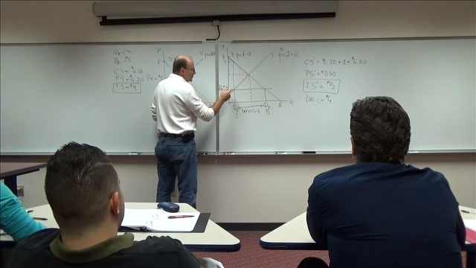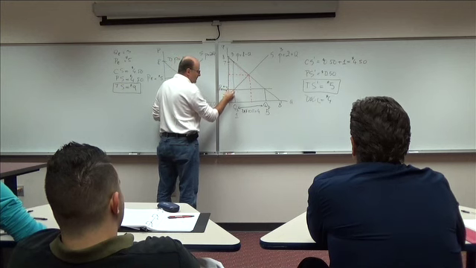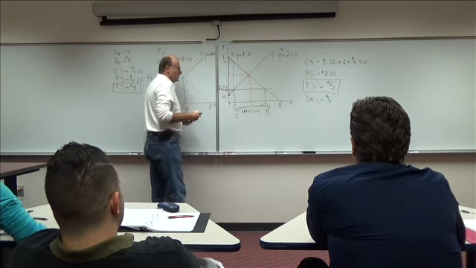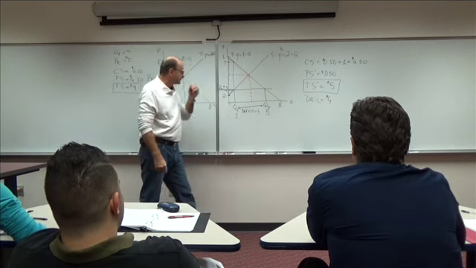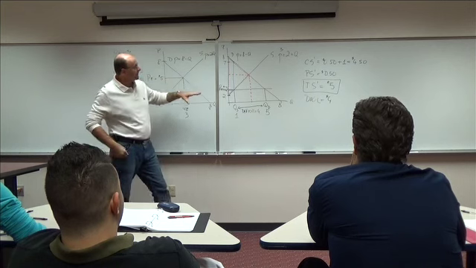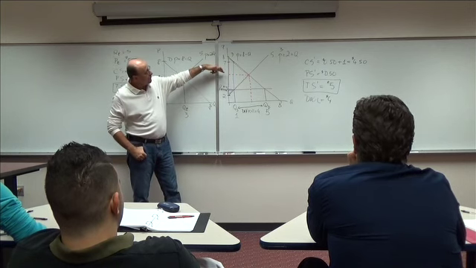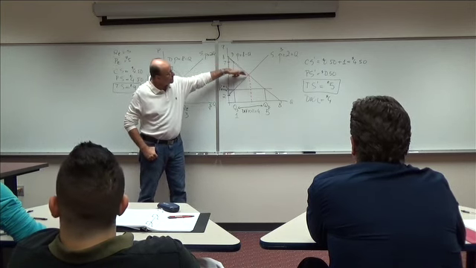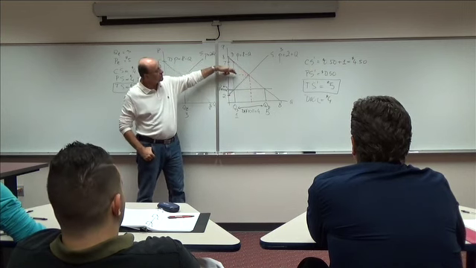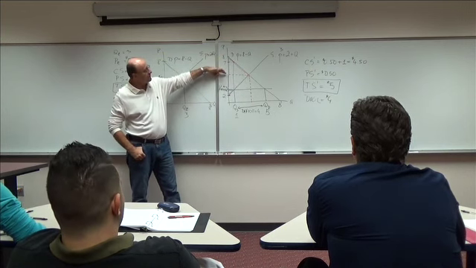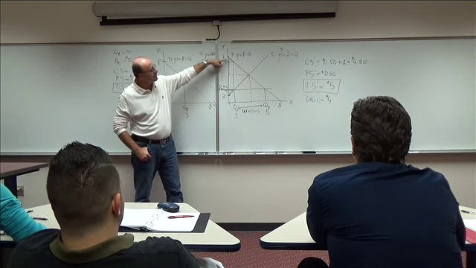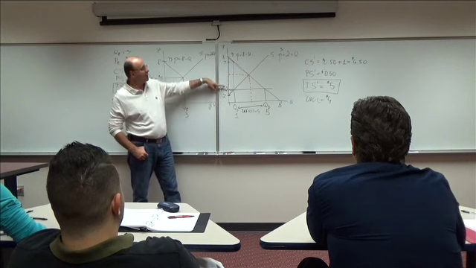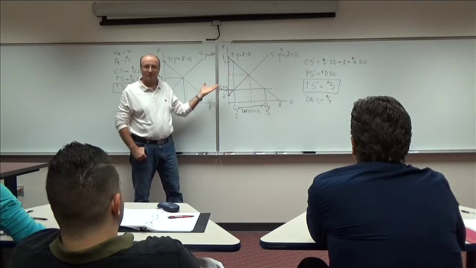This is the producer surplus with price ceiling. Now, first of all, what happened to producer surplus? This used to be producer surplus in equilibrium. Now, producer surplus has this weird shape of a trapezoid. Completely changed, right?